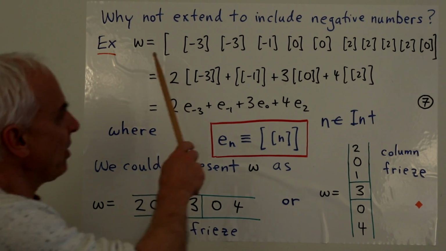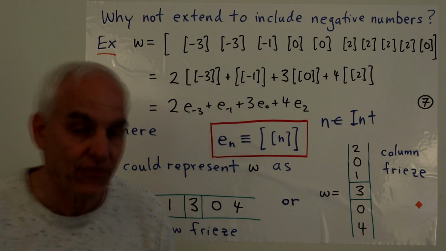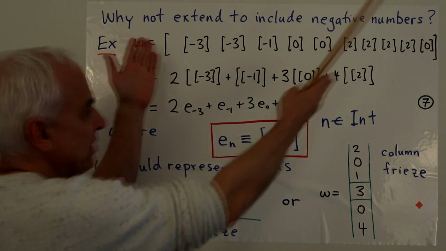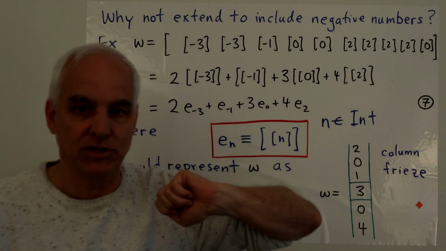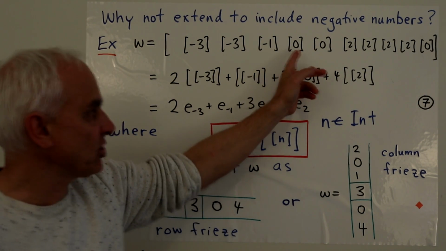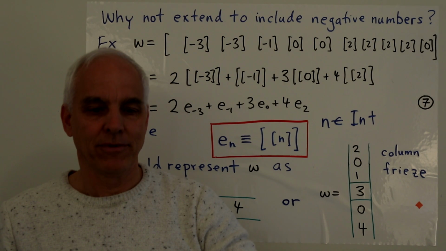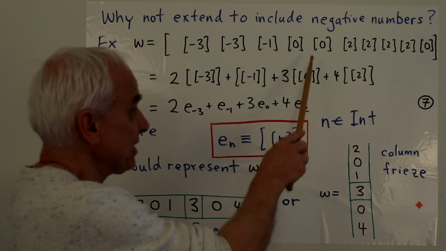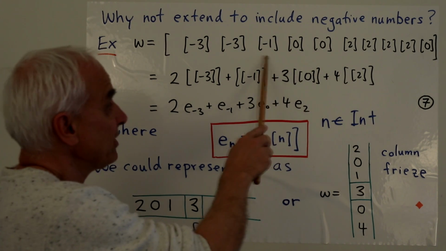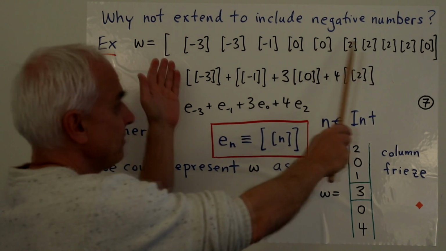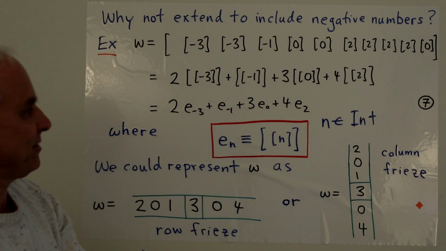So if we're talking about vectors or vexels, why don't we extend to include negative numbers? A vexel is a multiset of singletons. The singletons up till now have just contained natural numbers. So we can extend things by considering singletons of natural numbers as well as singletons of negative numbers. We get a more general object.